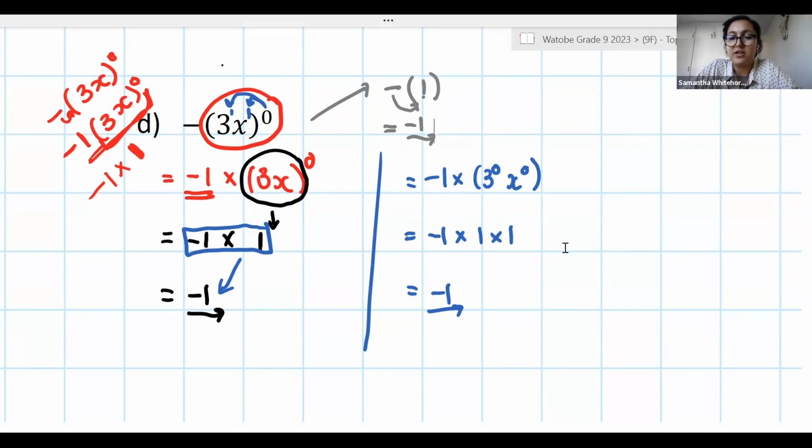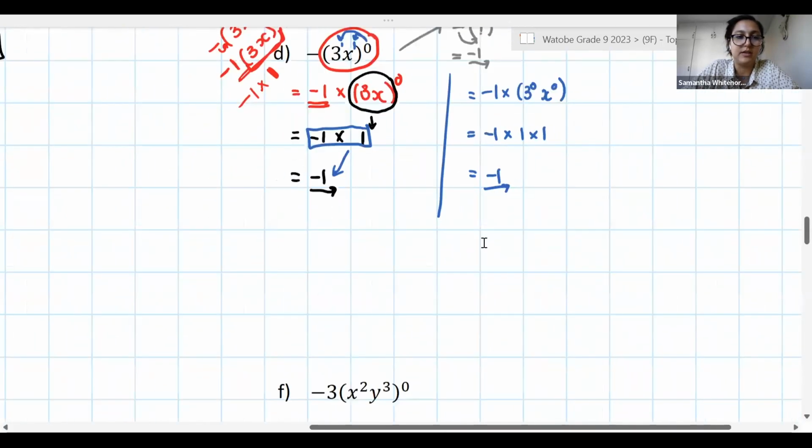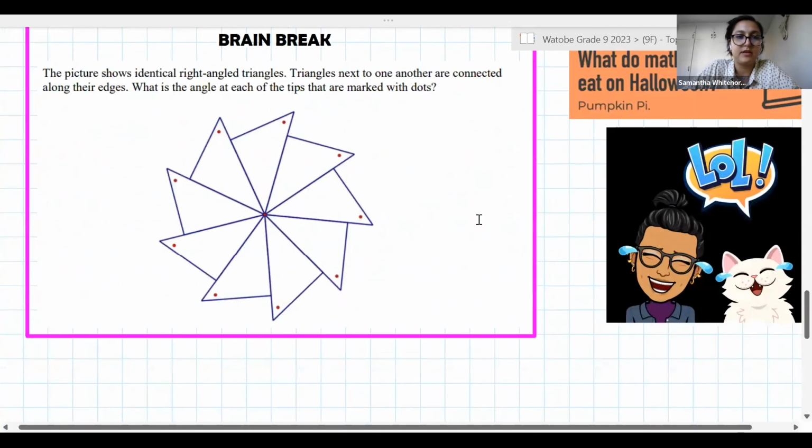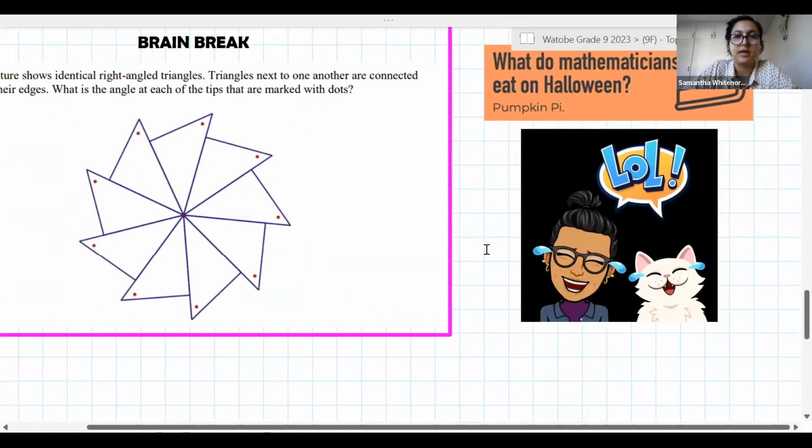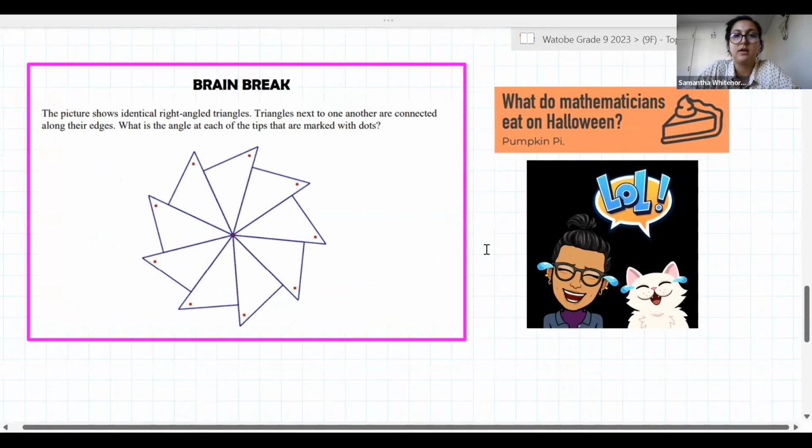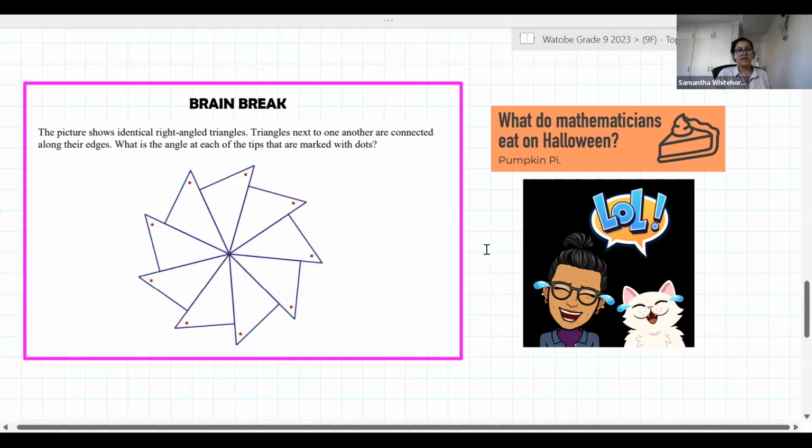Righto, so I'm hoping you've taken your screenshots. We're going to have a little bit of a brain break now because I feel like I also need to have a bit of a stretch. Get my blood flowing. Alrighty. Panic, panic, panic. Right.